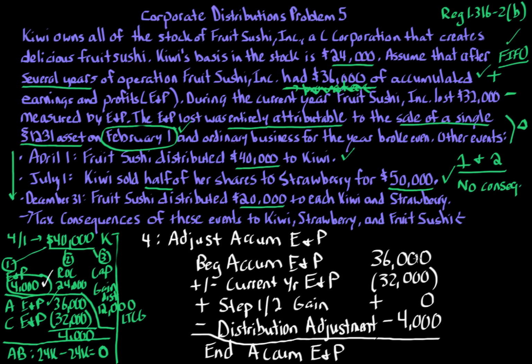So we go ahead and we calculate that. 36,000 minus 32,000 is 4,000 plus 0 minus 4,000. Look at this. Accumulated EMP for the year is 0. And that makes sense because at the first transaction, we already took into account the entire amount of the lost EMP for the year, so it was pretty much netted.